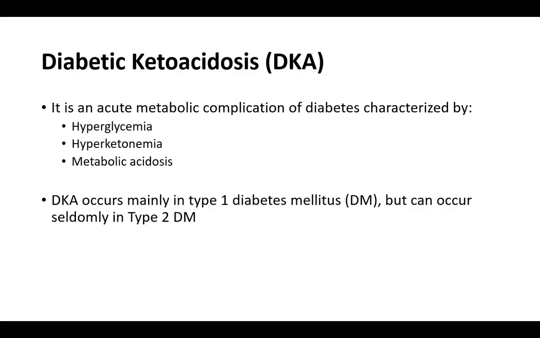Now we go into details. This is the main topic, acute or chronic. So we're going to go through the acute and then followed by the chronic. Diabetic ketoacidosis, by the name DKA.